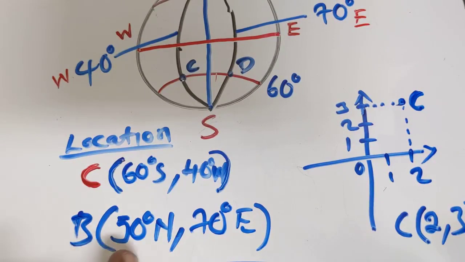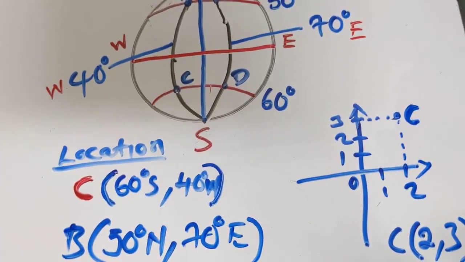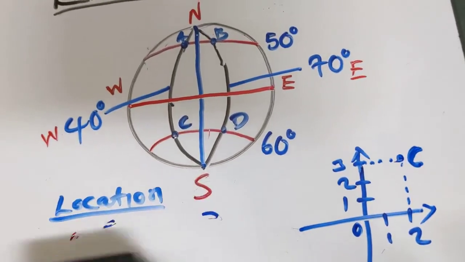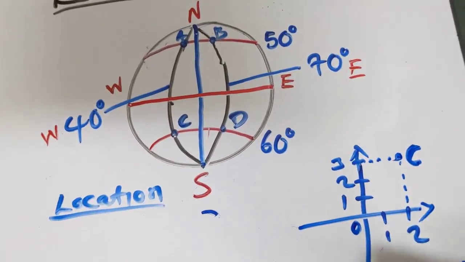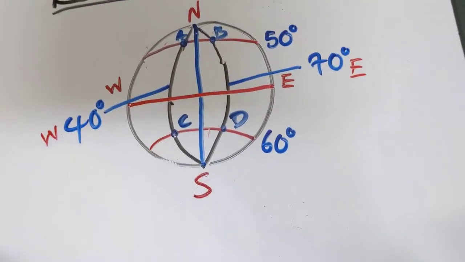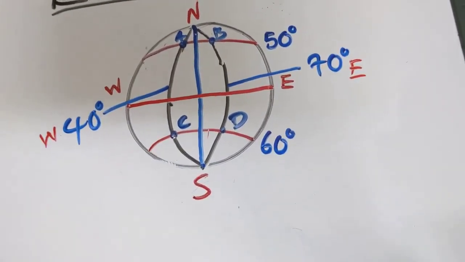So it is 50 north, 70 east. That is how you find the location. Okay, so that is how you find what? The location. As simple as that. We are done with the location. I'm sure you've understood about the location.